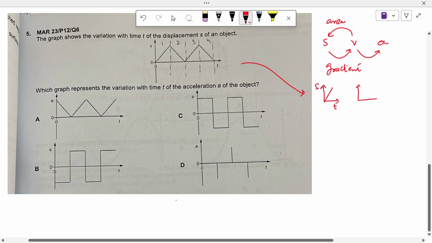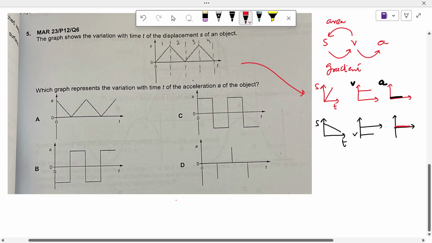uniform gradient gives us the uniform velocity, and when we have uniform velocity we would have zero acceleration. Similarly, if we have this graph, negative gradient gives us negative velocity, negative uniform gradient gives us negative uniform velocity, and negative uniform velocity gives us zero acceleration.